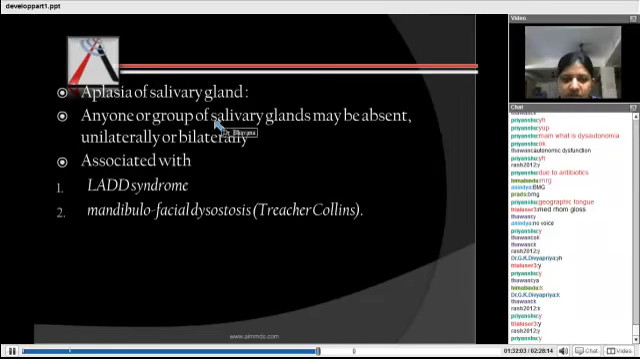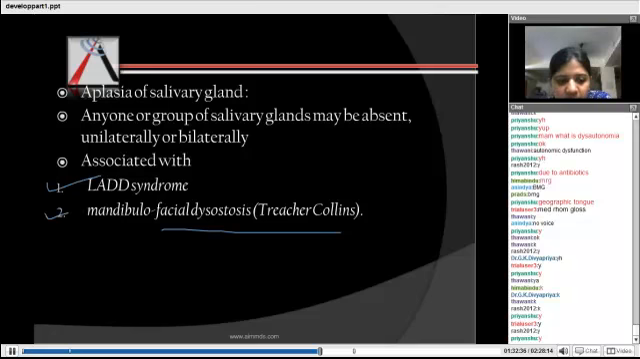Then we have something called aplasia. Aplasia of salivary gland means absence, agenesis, or rather there is no gland. So absence of a group or a single salivary gland, it can be unilateral or bilateral, is called aplasia. Now this can be associated with two syndromes. I just want you to get familiar with these two syndromes. It's called LADD syndrome and mandibulofacial dysostosis, which is your Treacher-Collins. Treacher-Collins, we will be studying in detail later.